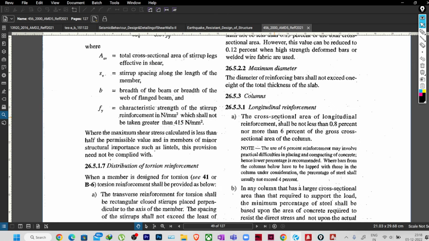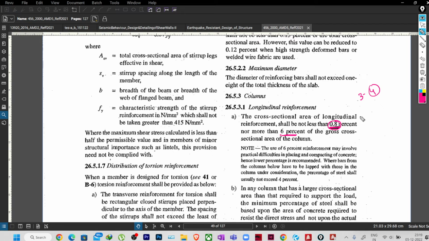So you can see here, you need to read this line. The cross-sectional area of longitudinal reinforcement shall not be less than 0.8%. Here you can see how clearly it is written. It should not be less than 0.8%. Even if 0.8% or less is enough, we should provide at least 0.8% in the column. And what is the maximum percentage of reinforcement? It is 6%, but we hardly go beyond 3%. In major structures maybe 4%, but you should not go more than that.